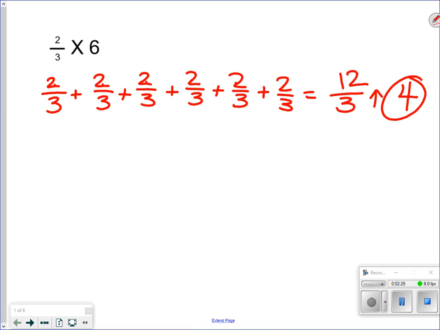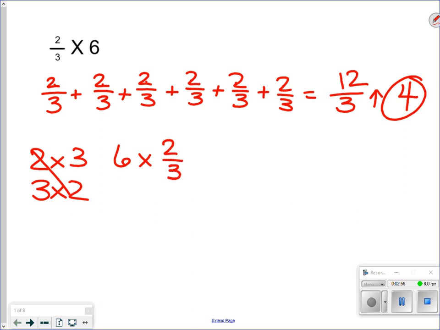Or I can switch it around. Because isn't 2 times 3 the same as 3 times 2? Yes, I can reverse it. The only thing I can't reverse is subtraction and division. Addition and multiplication, I can flip it around either way. So, I can do 6 copies of 2/3. 6 times 2/3.